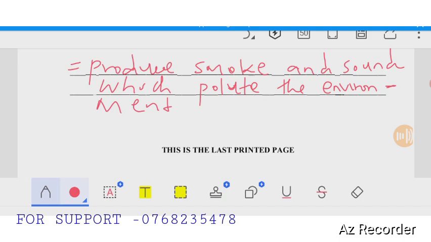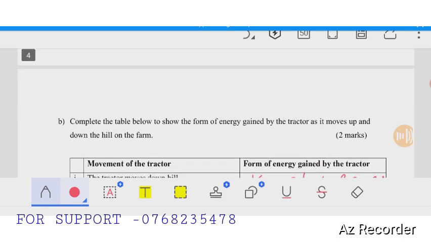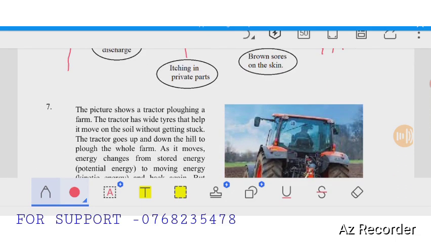Which pollute the environment. So that marks the end of our lesson, and hopefully you've gotten something from it.